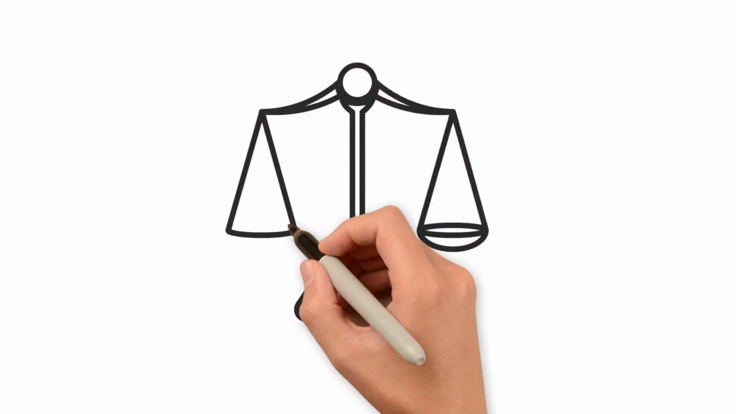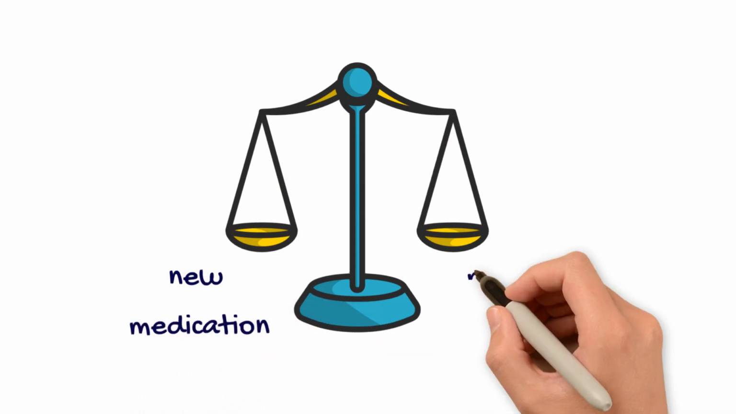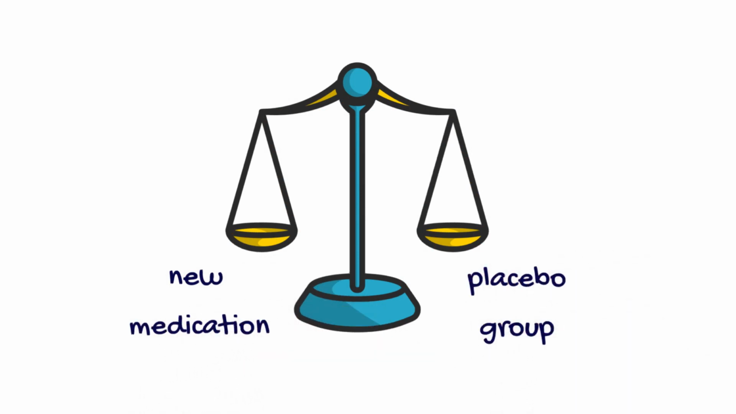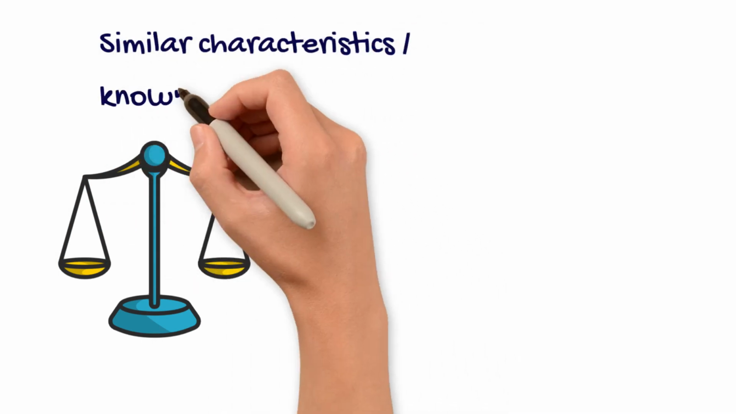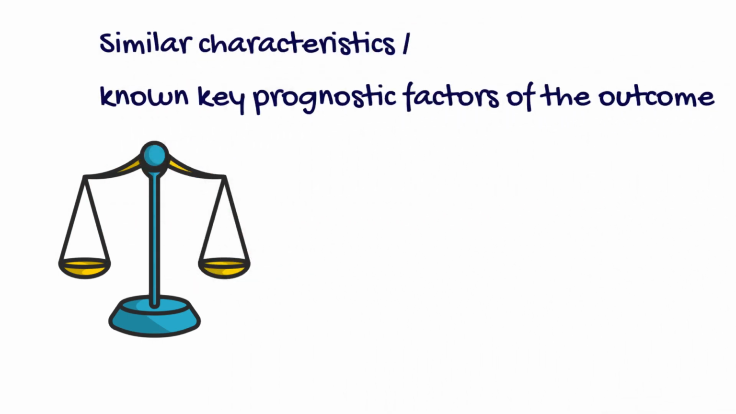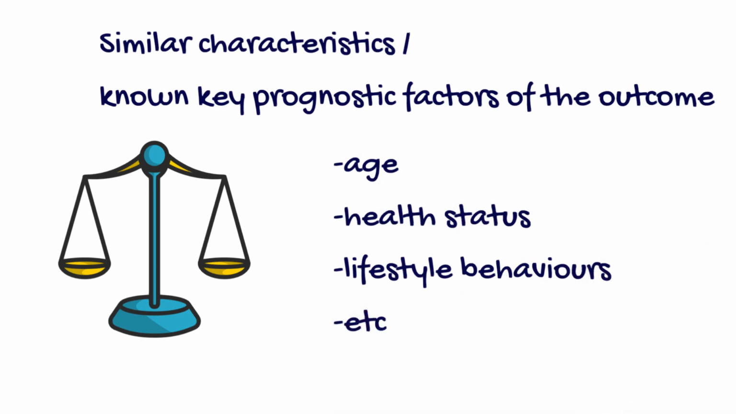When we randomize participants and every participant has an equal opportunity to receive the new medication or the placebo treatment, we have a better chance of balancing the two groups with respect to the likelihood that they will experience a heart attack. When the groups are balanced, we can expect to see similar characteristics between the groups. It is important that these characteristics should be known key prognostic factors of the outcome. So if our outcome is the number of heart attacks that each of our groups experienced, it would be important to know the participant's age, health status, and lifestyle behaviors, for example.